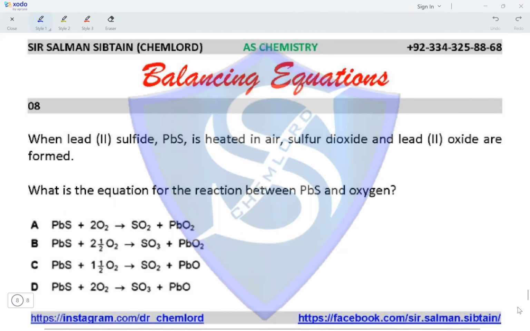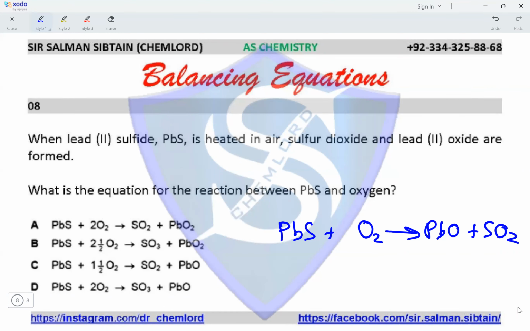Question 8. When lead 2 sulfide is heated in air, sulfur dioxide and lead 2 oxide are formed. What is the equation for the reaction between PbS and oxygen? So the reactants are PbS and X number of moles of oxygen producing lead 2 oxide, which is PbO, and sulfur dioxide, which is SO2. So in total, we've got 1 mole of lead on each side, 1 mole of sulfur on each side. We've got 3 atoms of oxygen on the right. So in order to balance that, we need 3 atoms of oxygen on the left, making the molar ratio 1.5 O2. So 1 mole of PbS, 1.5 moles of O2, 1 mole of SO2 and 1 mole of PbO.